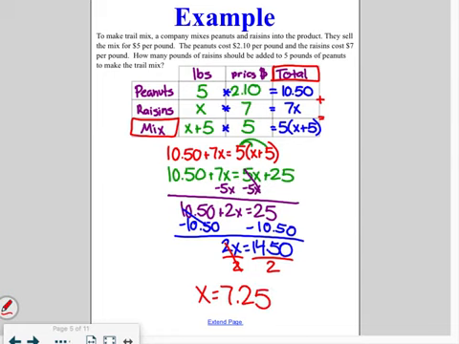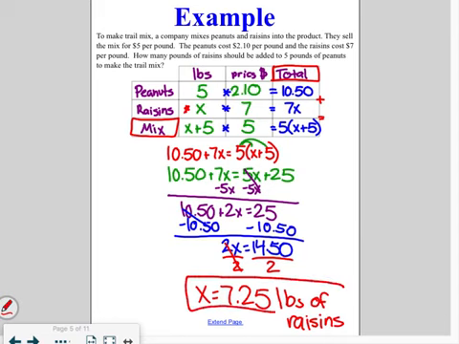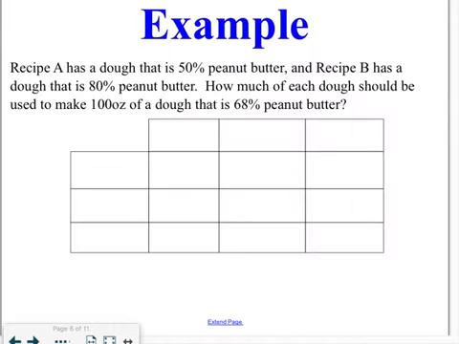In order to figure out what your label is, you're going to want to look at where your x was to start. So x stands for pounds of raisins. So in order to mix it all together, you would be using 5 pounds of peanuts at $2.10 and 7.25 pounds of raisins at $7 to give you your final mixture.